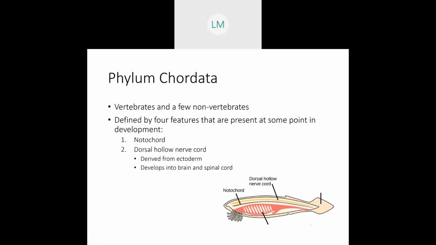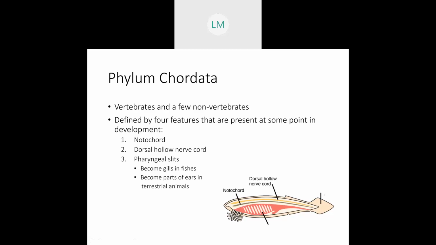There's also a dorsal hollow nerve cord. You see that it's above this notochord. It is dorsal to the notochord, right? Remember, dorsal refers to the back of an animal. Ventral is referring to the stomach area of an animal. So it's dorsal to the notochord. This is derived from the ectoderm. Remember that germ layer during embryonic development. That is what gives rise to this dorsal hollow nerve cord. And this will eventually give rise to the brain and the spinal cord in most chordates.